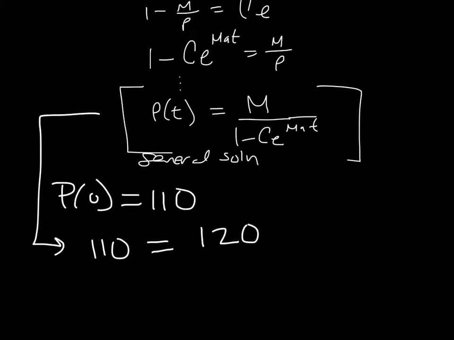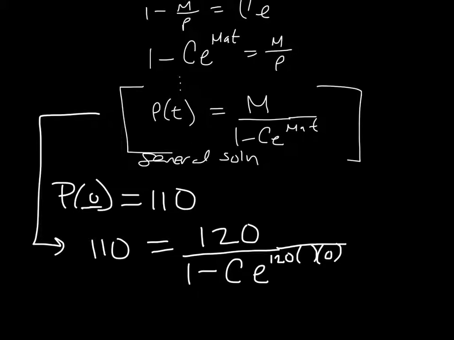That was our threshold population. And it's going to be divided by 1 minus C, okay, times e raised to the negative M, so my M is 120, and I have times A times T. So times A, and then my T, right, is 0 because I'm using P of 0.